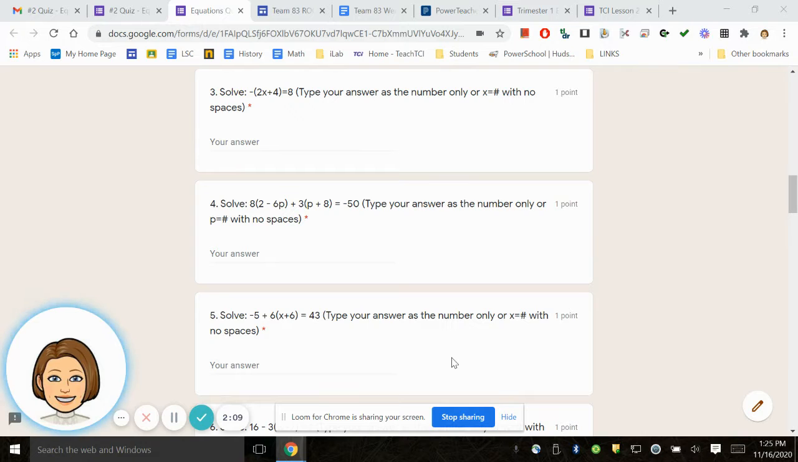Number 3, be careful. If I look at this problem, what number is in front of the parentheses? I see a negative sign, but what number? Negative what? Because that number is what you're distributing through the 2x plus 4 in the group. So the problem is negative 2x plus 4 equals 8. Again, type your answer as x equals blank.